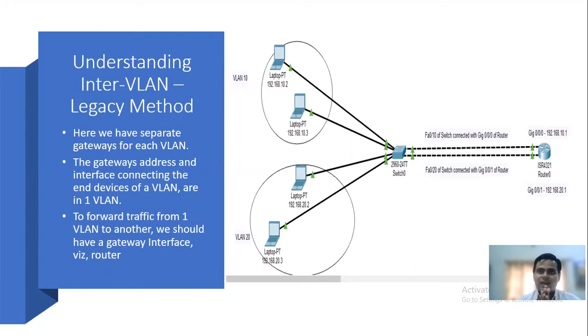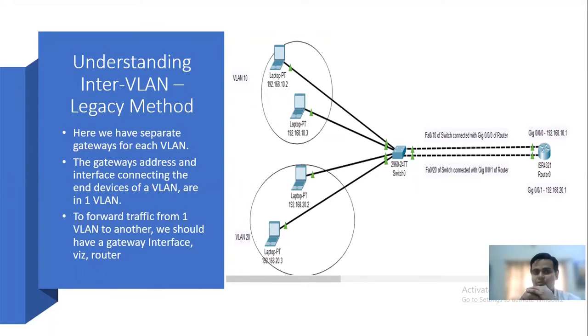Meaning to say, I belong to one VLAN, and under some circumstances, I want to communicate with someone from the other VLAN. I want to communicate with the PC which belongs to the other VLAN. So how do I do that? For that, we have this concept of inter-VLAN. Inter-VLAN means two different VLANs want to communicate with each other.